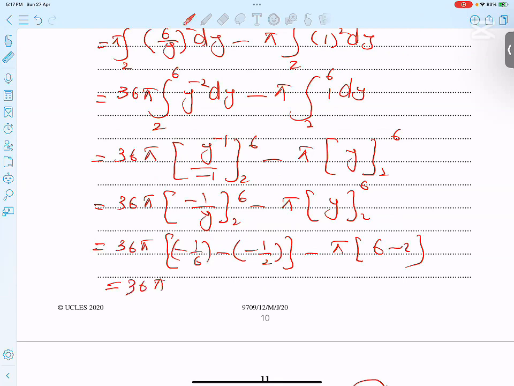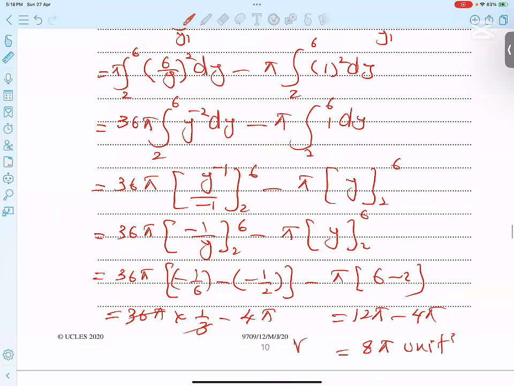36 pi in the bracket 1 over 3 and minus 4 pi. This I got a 12. So 12 pi minus 4 pi. Sorry, 4 pi. And if I apply, I get 8 pi, unit cube. So I hope the concept of the volume is clear. So this part is done. Let's go.